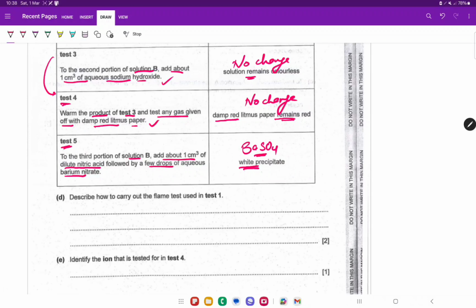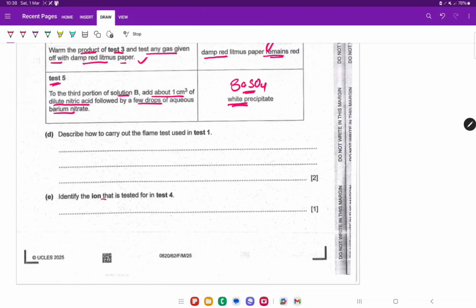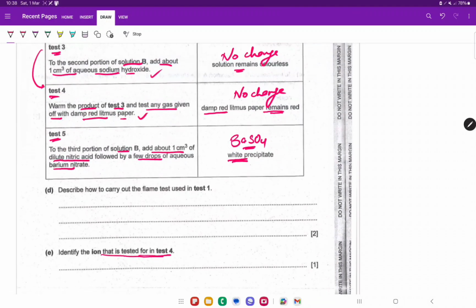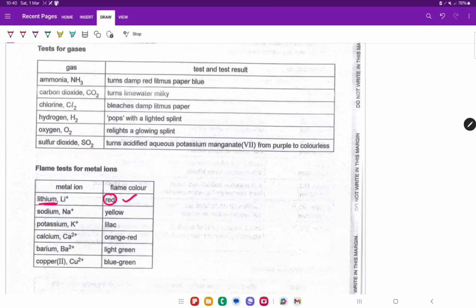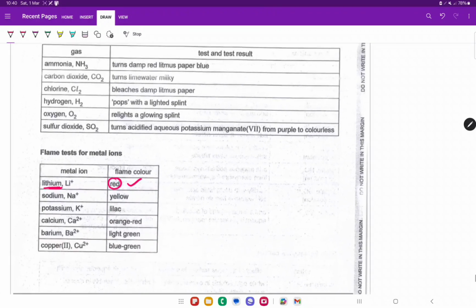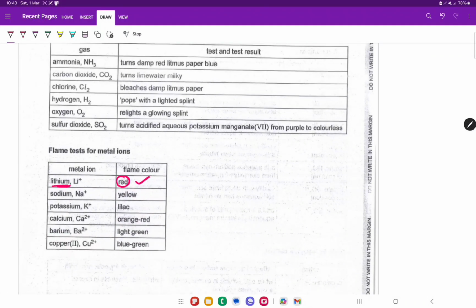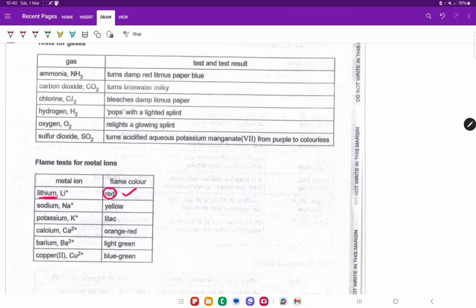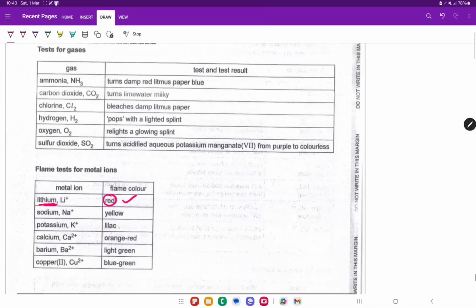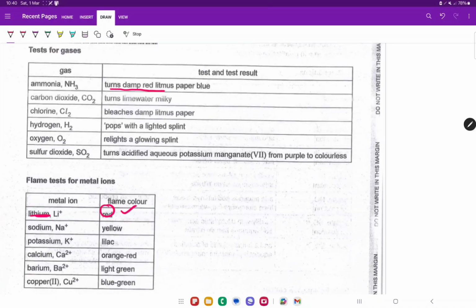We go back to the table and we'll talk about test 3 and test 4, because the question is to identify the ion that is tested for in test 4. So which ion is tested? We'll see what test 3, test 4 and test 5 are telling us. In test 3, we are adding aqueous sodium hydroxide and the solution remains colorless, and then we heat the products and pass the gas, if any, over damp litmus paper. A damp red litmus paper test is done for ammonia or ammonium ions. If the solid contained ammonium ions, it would have given ammonia, and that should turn red litmus into blue, which is not so. It means the solution does not contain any ammonium ions.